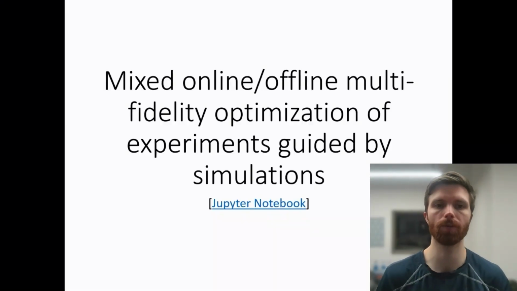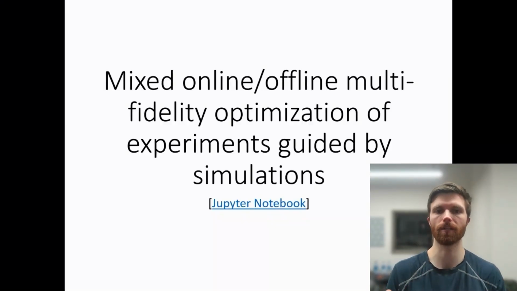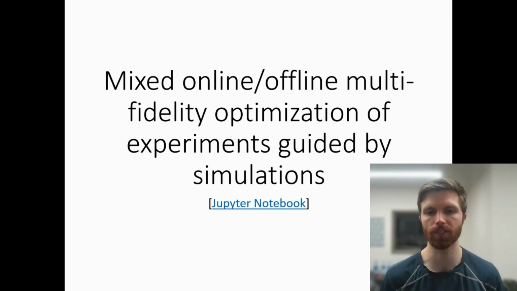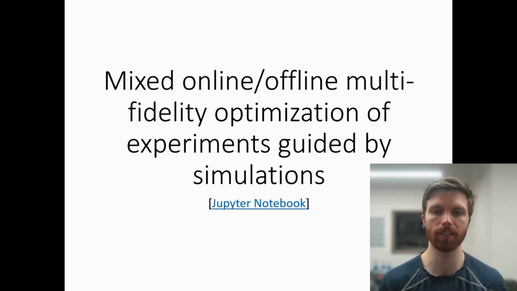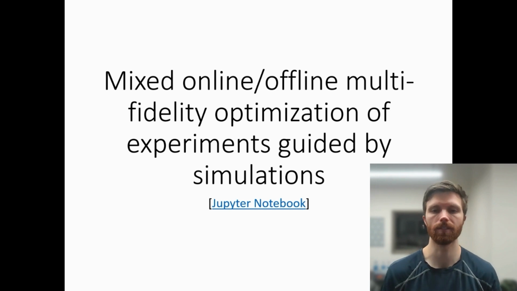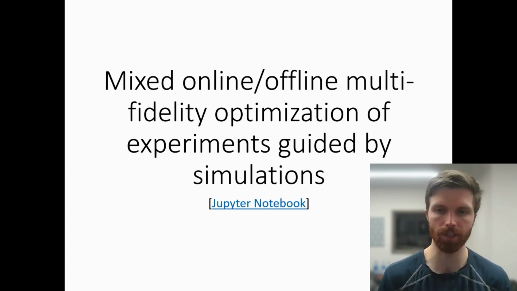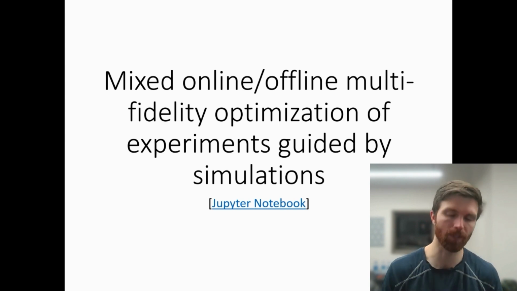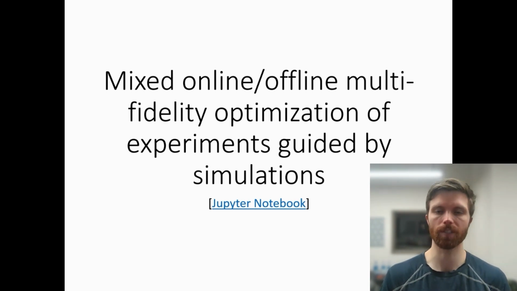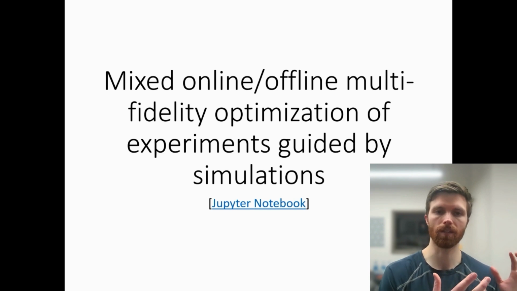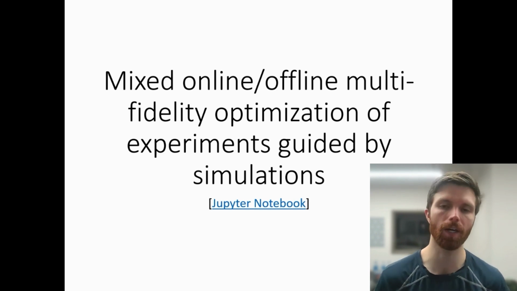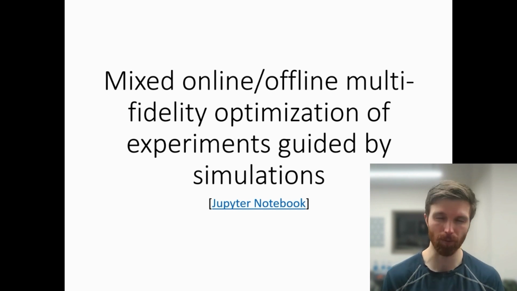So the second to last tutorial will be a mixed online and offline multi-fidelity optimization of experiments guided by simulations. This is very similar to the multitask notebook, and in a fully functioning example, which will need to come at a later date, this gives you some of the building blocks. For the fully functioning example, you'll incorporate the multitask components and splice them into this fourth API that I haven't mentioned yet, which is the scheduler API.